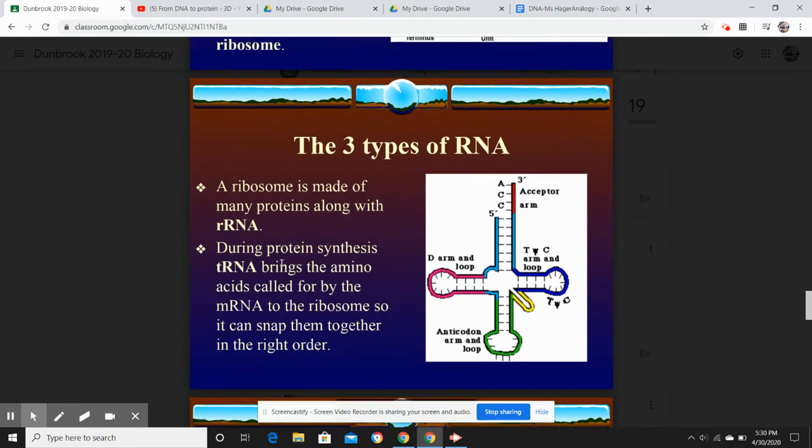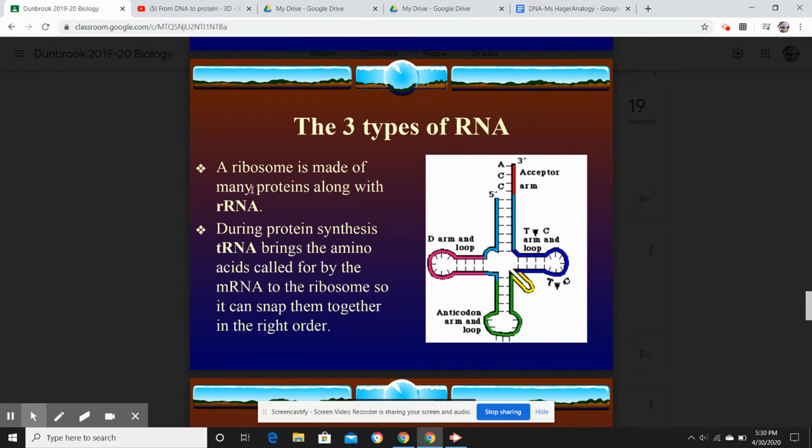All right. A ribosome, again, is the organelle where protein is manufactured or made. A ribosome is made of many proteins along with, here's a new kind of RNA, ribosomal RNA, rRNA. During protein synthesis, look at that word, it means making protein, transfer RNA brings the correct amino acid called for by the messenger RNA to the ribosome so it can snap them together in the right order. Well, that's a lot to chew on.